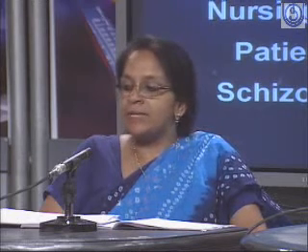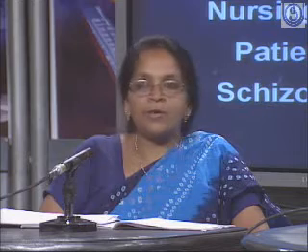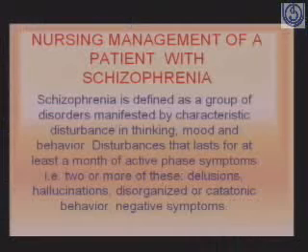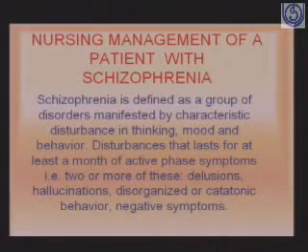Schizophrenia, when you take the word meaning, schizo means split and phrenia means mind. So you can say schizophrenia means the splitting of mind, or in simple words, a split personality. According to DSM-4, schizophrenia is a group of disorders manifested by characteristic disturbance in thinking, mood and behavior. It means all the aspects of the human mind, that is thinking, mood and behavior, are disturbed or disorganized.